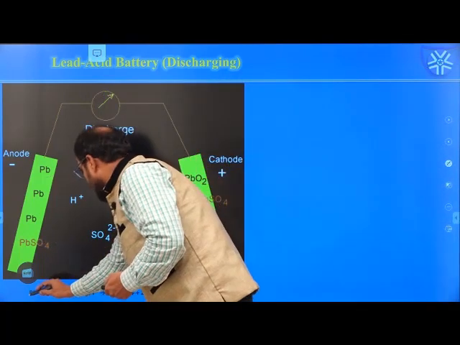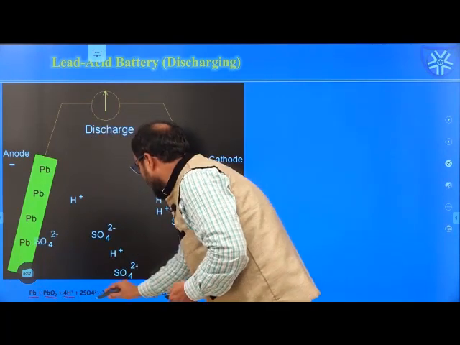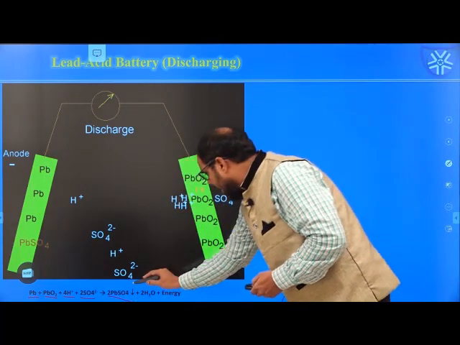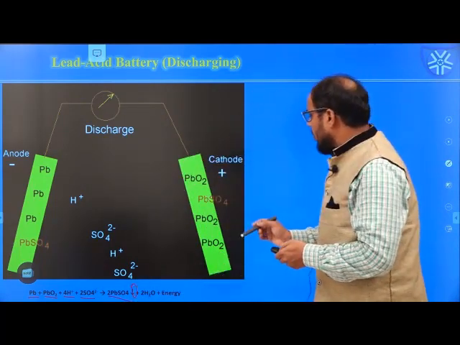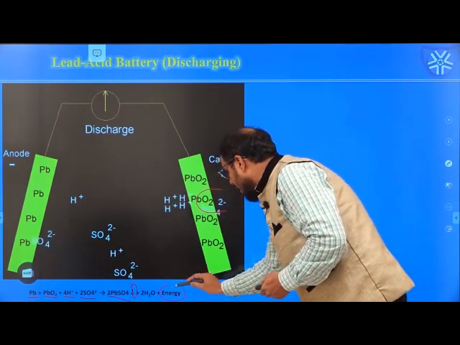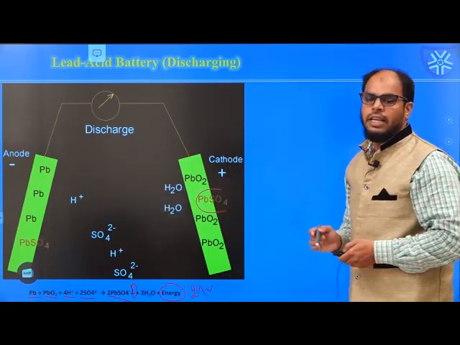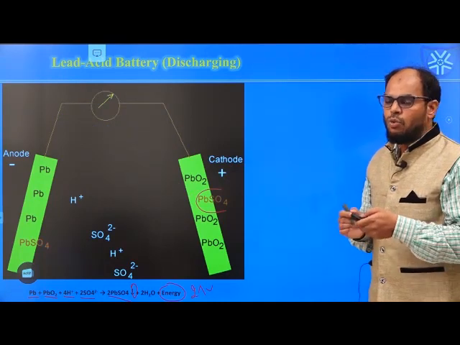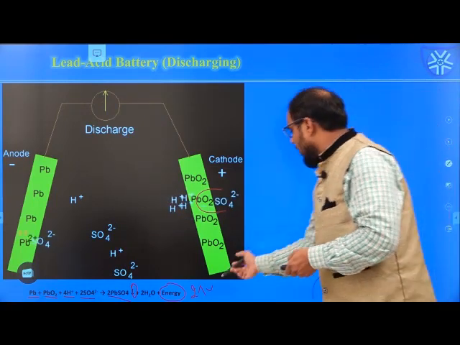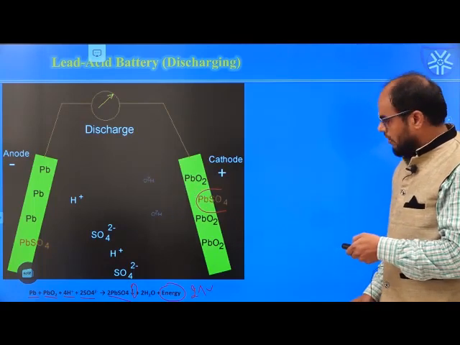The net reaction during the discharging cycle is Pb and PbO2 in presence of 4 H plus ions and 2 SO4 minus ions will give PbSO4. I am trying to indicate an arrow which shows that PbSO4 is deposited at the respective electrode, releasing an energy of 2.1 volts. So, during the discharging cycle, we are releasing an energy of 2.1 volts. And we are going to see that during the charging process, we require an amount of energy greater than 2.1 volts to do the reverse process.